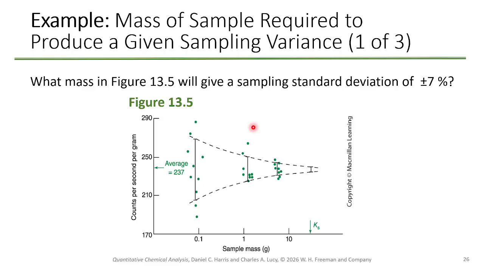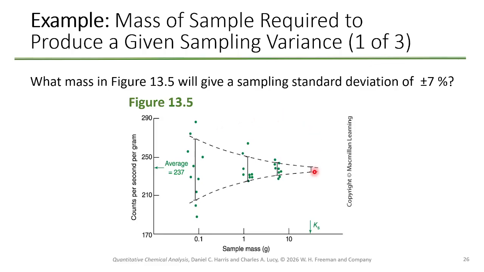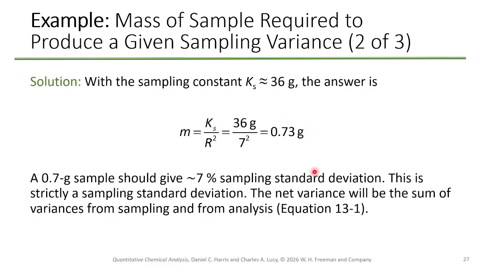Ks, excuse me, is 36 grams. That comes from the table here. Dividing by 7 squared is going to give us a mass of 0.73 grams. Okay, so if we took a 0.7-ish sample, a 0.73 gram sample, what does that mean we should expect? Well, our sampling standard deviation should be around 7%, right?